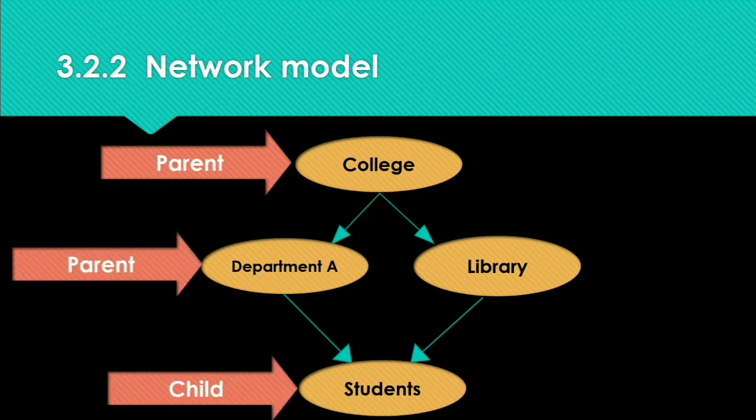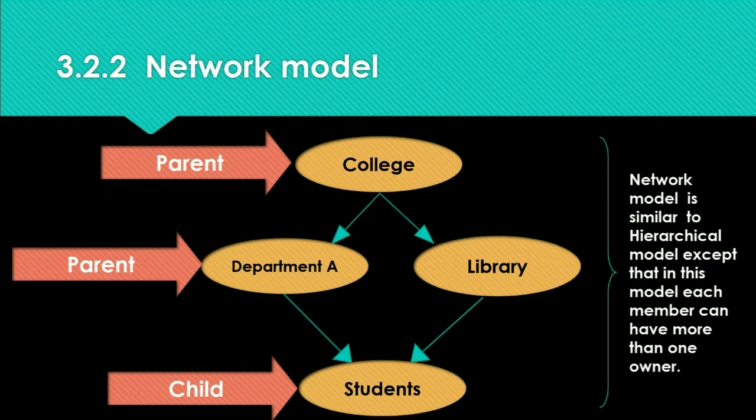For whom? For student. So here we have so many relationships. College has two children, department A and library. Department A has one child, that is student, and library has one child, that is student again, and the student table has two parents, that is department A and library. Actually this network model is similar to the hierarchical database model, that is the previous model, but with only one difference: in hierarchical, one child will have only one parent, but here in the network model one child will have many parents, that is many owners.